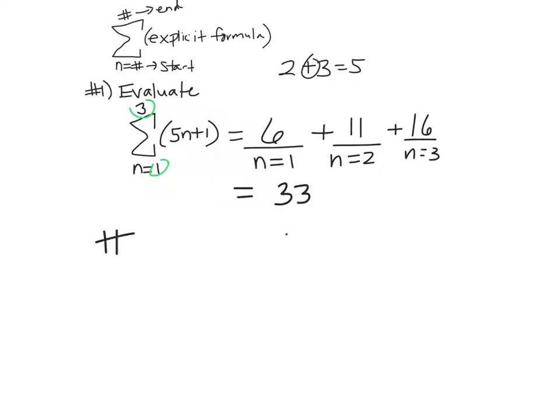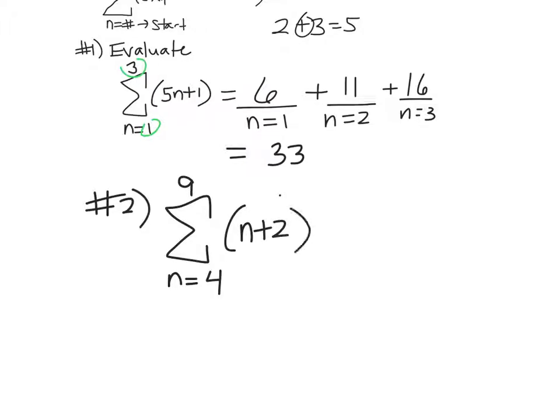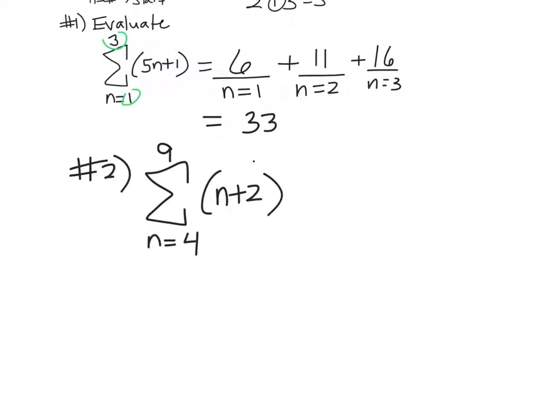Number 2. All right, n doesn't have to start at 1. Okay? So you could have one that looks like this. It usually will start at 1, but let's say it doesn't. It's going to look something like this. N equals 4 to 9. And our explicit formula is n plus 2. And I'm supposed to evaluate the sum from when n equals 4, so the 4th term to the 9th term for this series. This is all arithmetic today, all arithmetic.